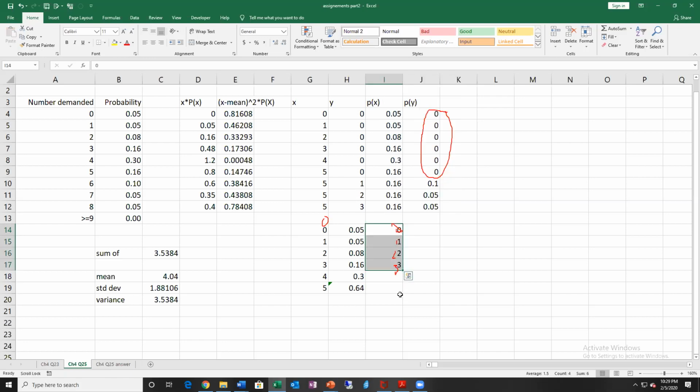Now, the reason that was a mistake on my part is because if you add this up, something's wrong. Why is something wrong here? I've got to check your numbers. 0.05. 0.16.